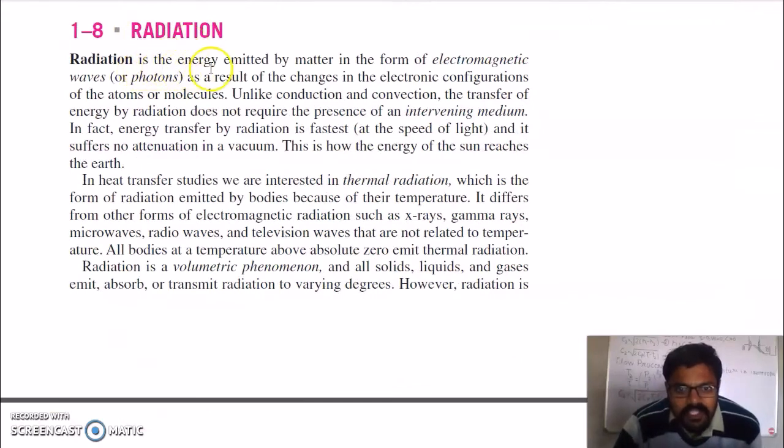Radiation. Radiation is the energy emitted by matter in the form of electromagnetic waves or photons as a result of changes in the electronic configuration of atoms or molecules. Unlike conduction and convection, the transfer of energy by radiation does not require the presence of any medium. Means you can see the sunlight which is transferred through the vacuum to the earth. In fact, energy transfer by radiation is fastest, at the speed of light, and it suffers no attenuation in a vacuum. This is how energy of the sun reaches the earth.